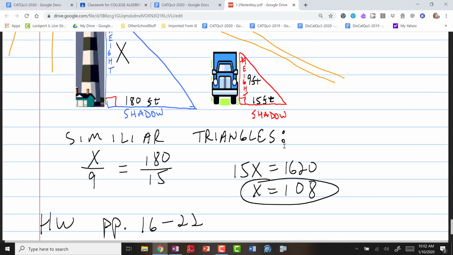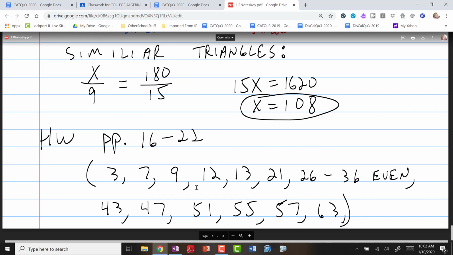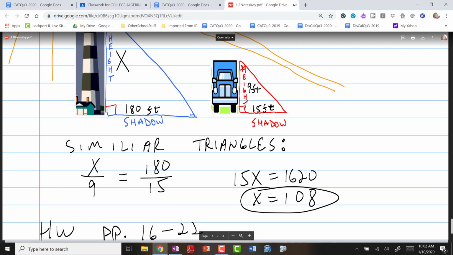Anyway, so x over 9 equals 180 over 15. Boom, shaka. I don't know if that's the right assignment. Don't look at that. Always look at the calendar. These are ancient numbers. The calendar always takes over that.